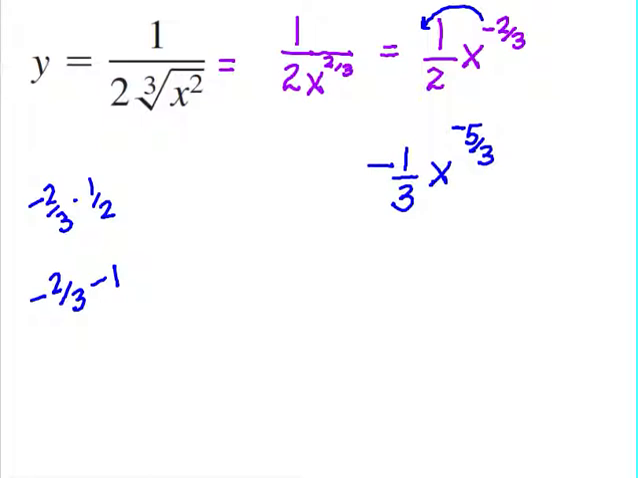The easy way to do that is to just, instead of subtracting 1, subtract 3/3. Kind of do that in your head. So negative 2/3 and negative 3/3 is negative 5/3. And so your answer will be negative 1 over, oh, that's a good 3, 3x to the 5/3.